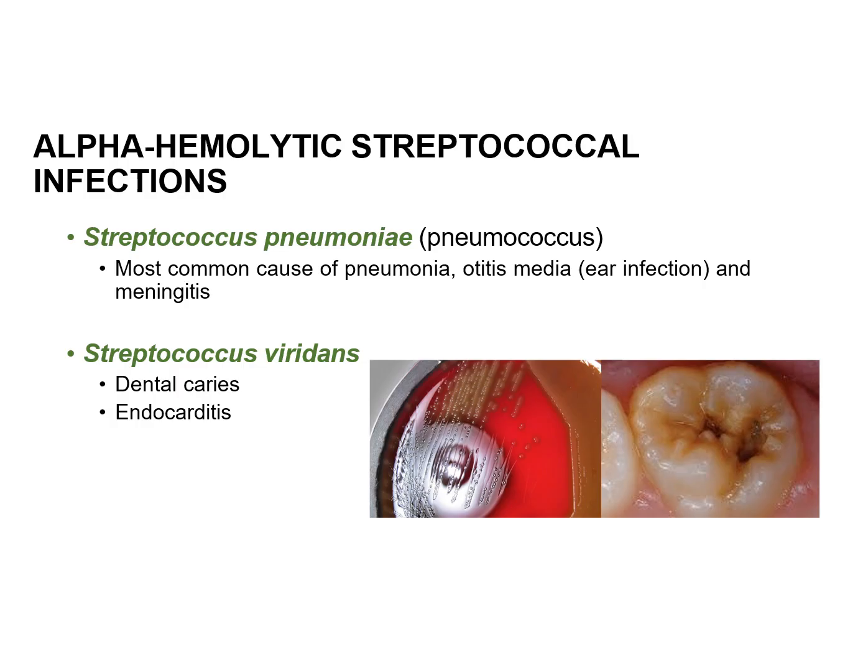Let's switch gears to alpha hemolytic streptococci, which partially lyses red blood cells, giving us that classic greenish discoloration on blood agar. First up, Streptococcus pneumoniae, also known as pneumococcus. This organism is the most common cause of pneumonia, but it also causes otitis media and meningitis. It's encapsulated, which helps it evade phagocytosis. And yes, capsules matter. Then we have Streptococcus viridans, which lives happily in the oral cavity.